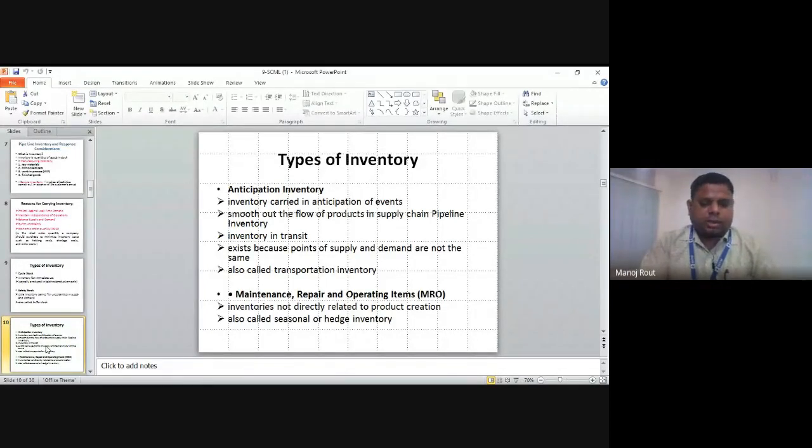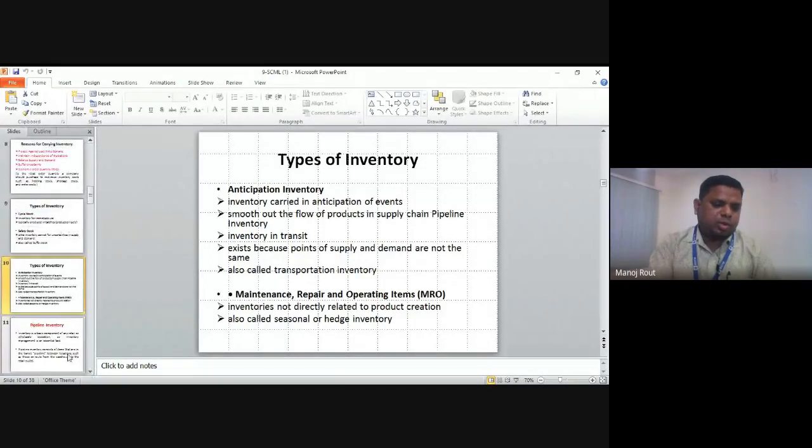The last type of inventory is maintenance, repair and operating items. In short, it is called MRO. This type of inventory is not directly related to product creation, and it is also known as seasonal or hedge inventories. So these are the different types of inventory.